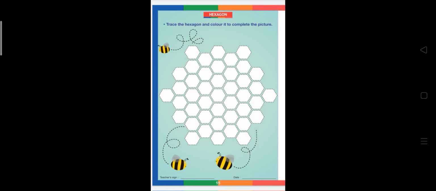Next page is page number 15. Here we have some hexagons. You have to trace them and color them with the color of your choice. Next page is page number 17. Here we have some octagons. You have to trace them and color them with the color of your choice.